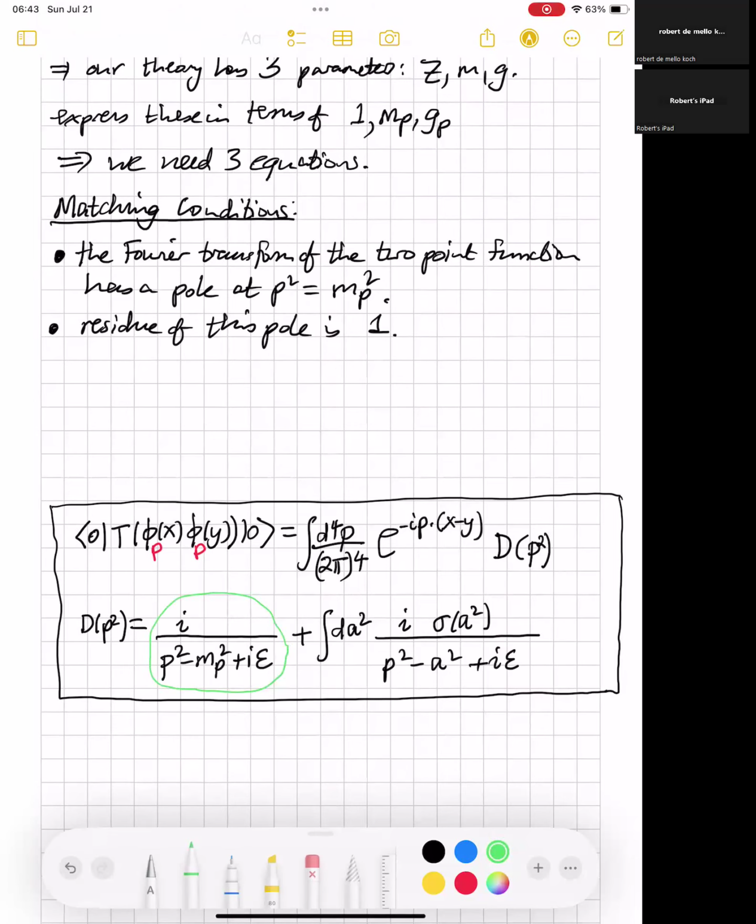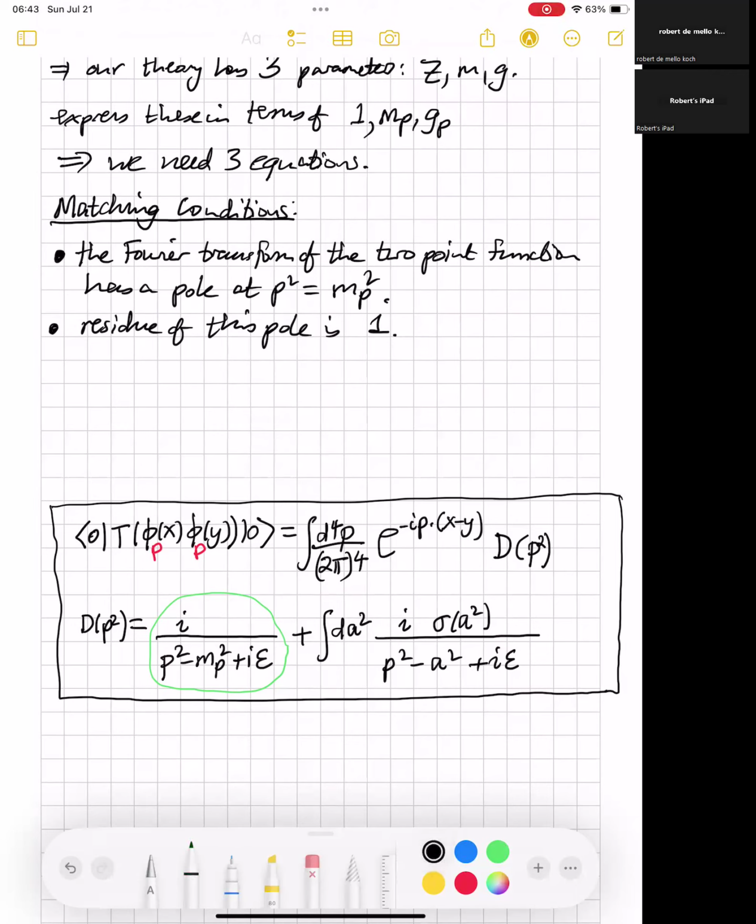Looking at that term there, the residue of the pole is 1, and the pole sits at p squared equal to m_p squared. So these are the first 2 conditions that allow us to start expressing z, g, and m in terms of 1, m_p, and g_p.